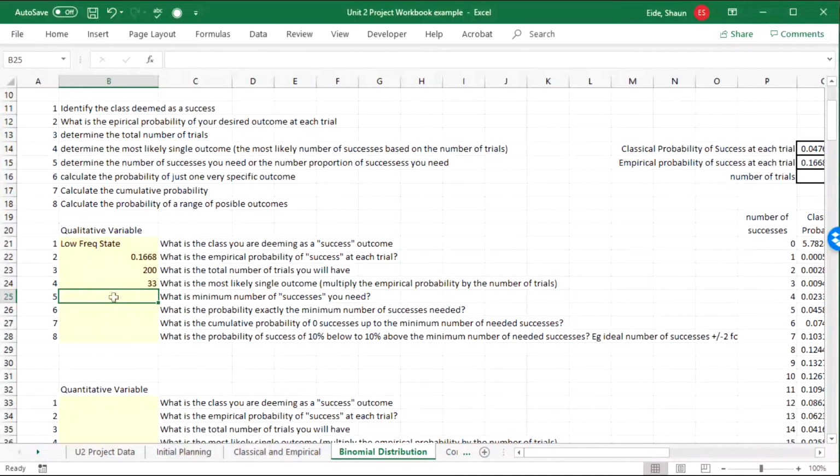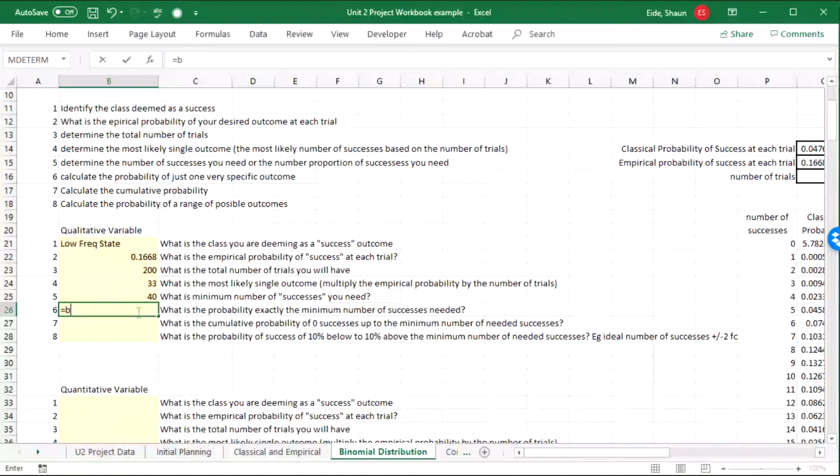So it would actually be slightly different the way that this is set up. And so for our purposes, I'm going to say, let's see here. Yeah, 40. What is the minimum number of successes that you need? 40. What is the probability of exactly the number of successes needed?